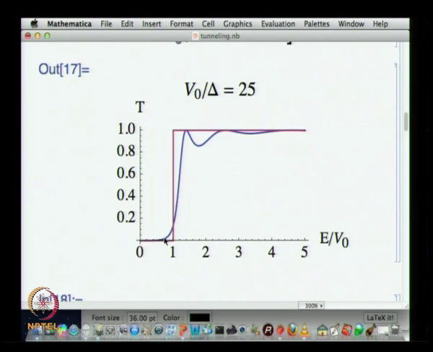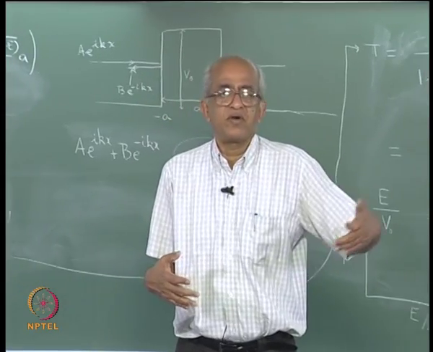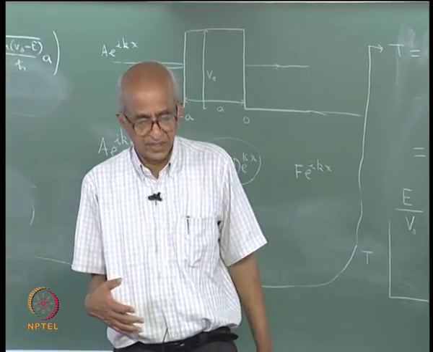The other thing that you should notice is that even if the energy of the particle is greater than the height of the barrier, for example here, the probability that the particle will go through is not unity. Classically it would have been unity, but it is not so for a quantum mechanical particle. For example, at this value of E, the transmission coefficient is only 0.4, which means that if I had 100 particles incident on the barrier, only 40 of them will go through, and the remaining 60 will be reflected.